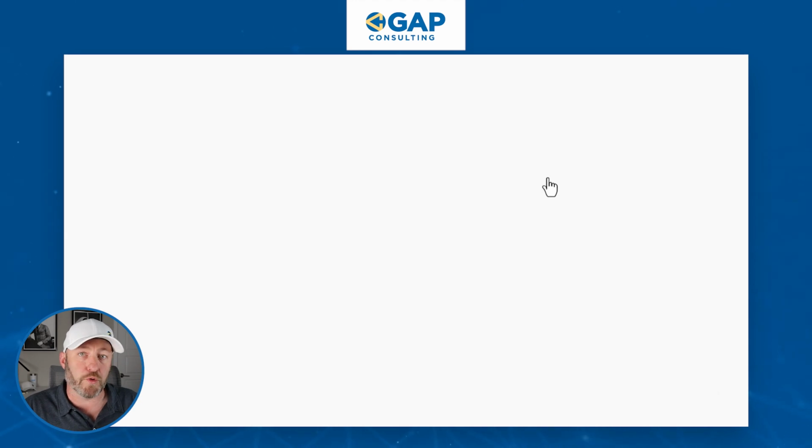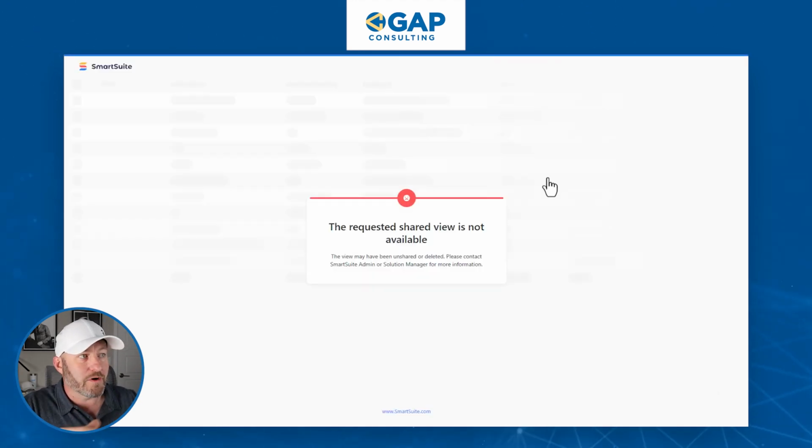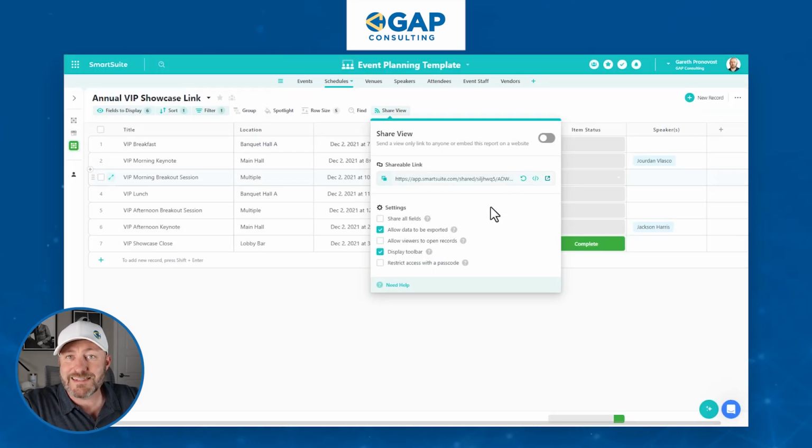Let's actually open that up. Remember, I've toggled it off right now. When I go here, it says the requested shared view is not available. So this is a control for you back inside of SmartSuite to make sure that you're only sharing stuff that you want to share. So assuming that I do want to share this, let's toggle that on.